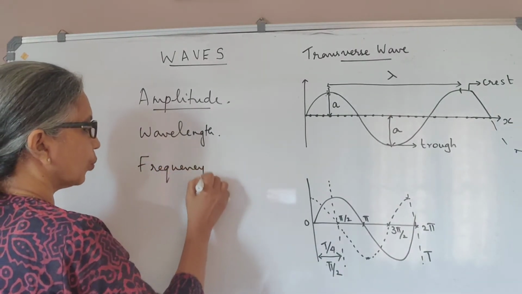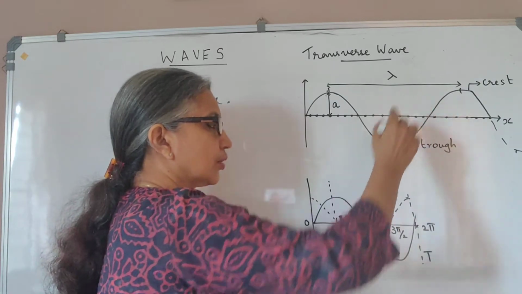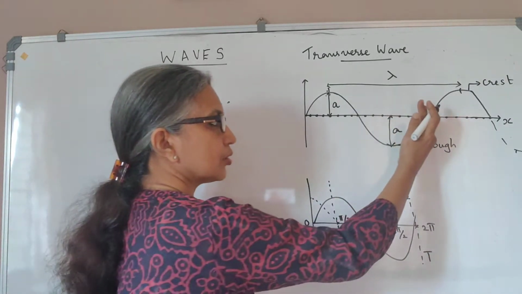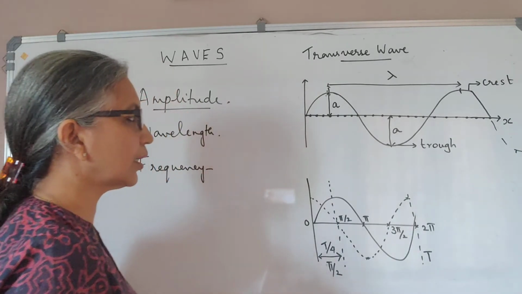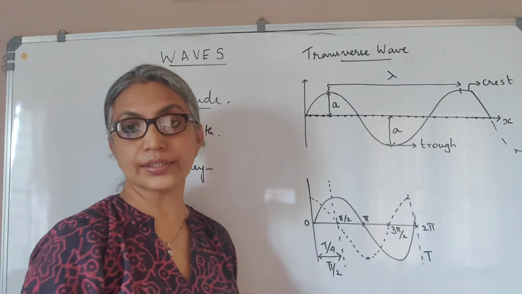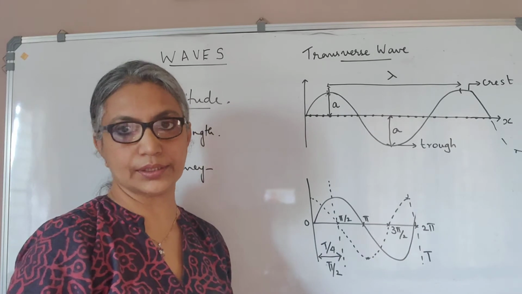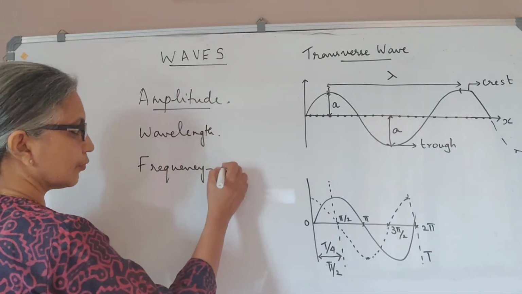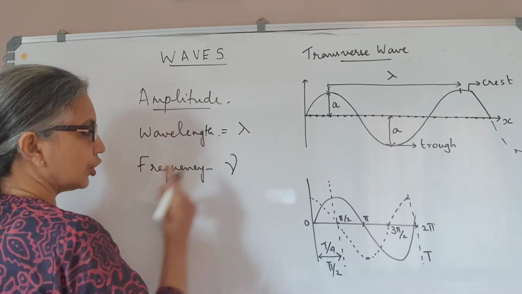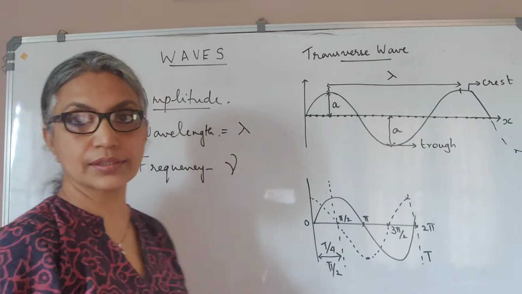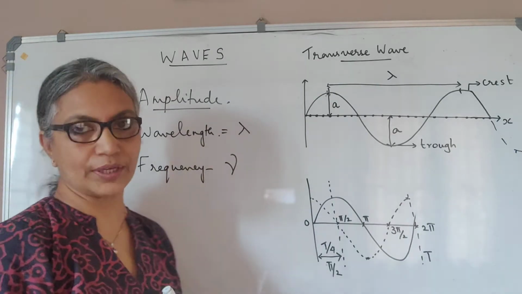Frequency is the number of waves, or the number of cycles, that pass through a given point in the medium in 1 second, and that is measured in number of cycles per second or in hertz. Wavelength is denoted as lambda, frequency as nu. So these are the physical characteristics of a wave.